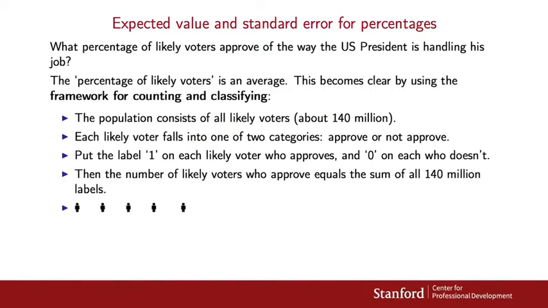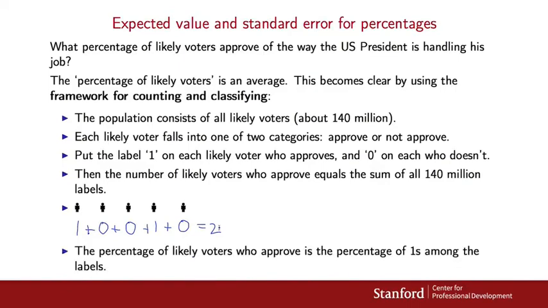To see why that is, let's look at a simple example with 5 voters. Suppose the first voter approves, so we give him a label 1. The second voter doesn't, so he gets a label 0. The third voter doesn't, gets a label 0. The next voter approves, gets a label 1, and the last voter doesn't and gets a label 0. So if we look at the sum of the labels, then that will be 2. And indeed, 2 of the 5 voters approved of the president's handling of his job. So by putting 0s and 1s on the labels, the sum of the labels simply counts how many approve.